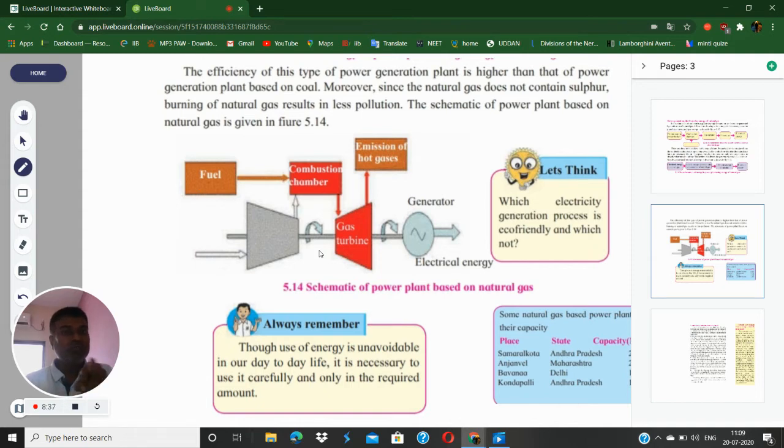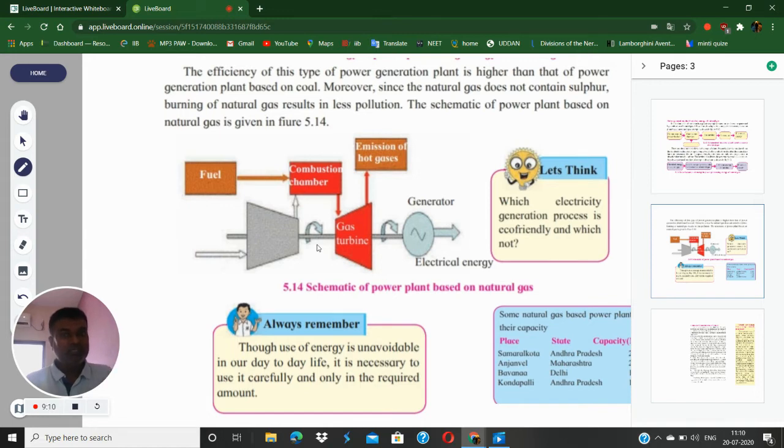But when we use natural gas, it does not produce sulfur. Actually, it does not produce sulfur, and this is one positive effect. So it is a non-pollutant. Actually, when we burn natural gas, we get less pollution. It's very important. We get less pollution after burning natural gas compared to coal.